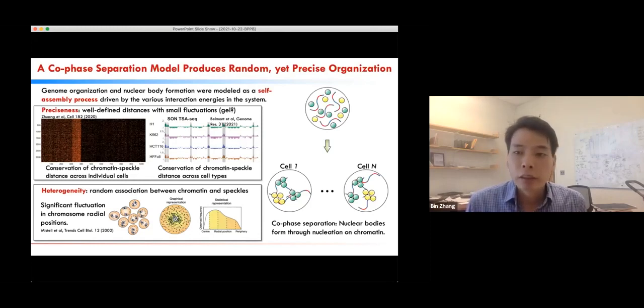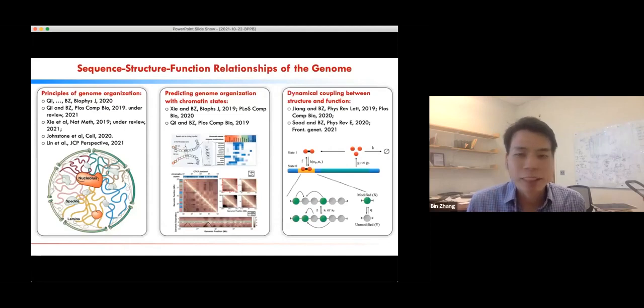Okay. I showed you one mechanism about genome organization, but we are trying to use that to predict genome organization and to see the impact on genome function.